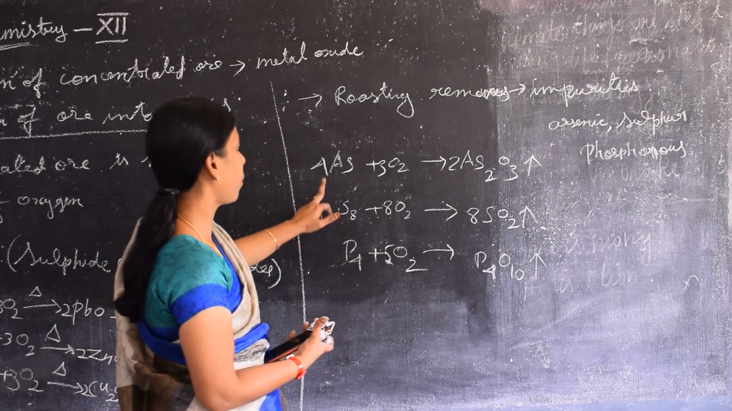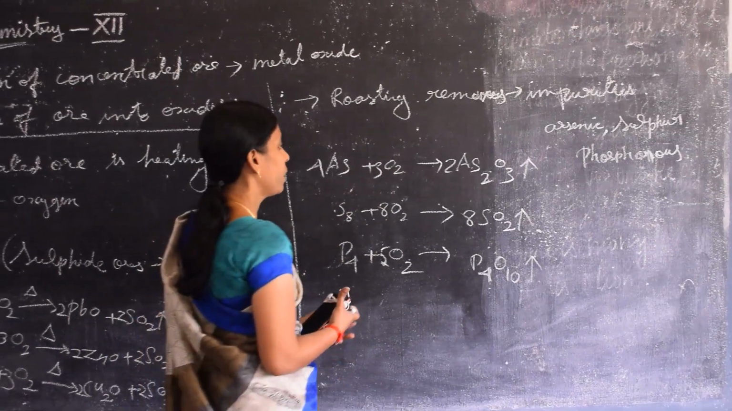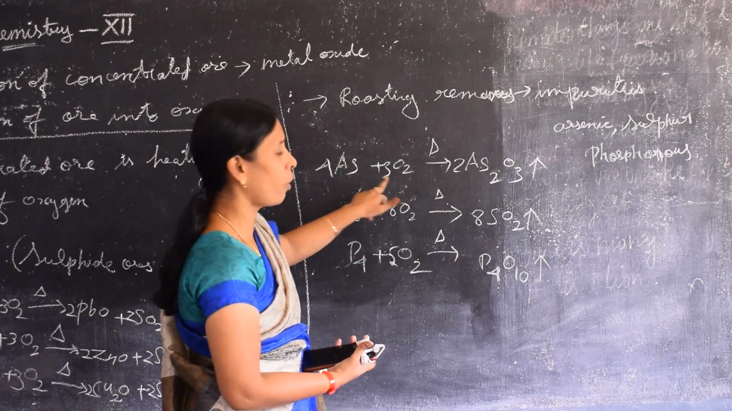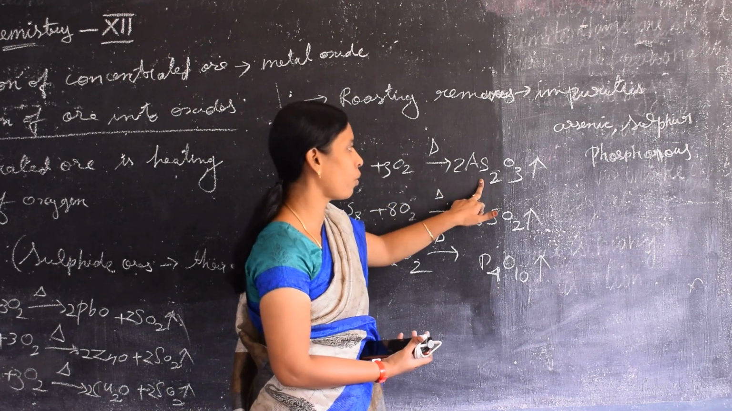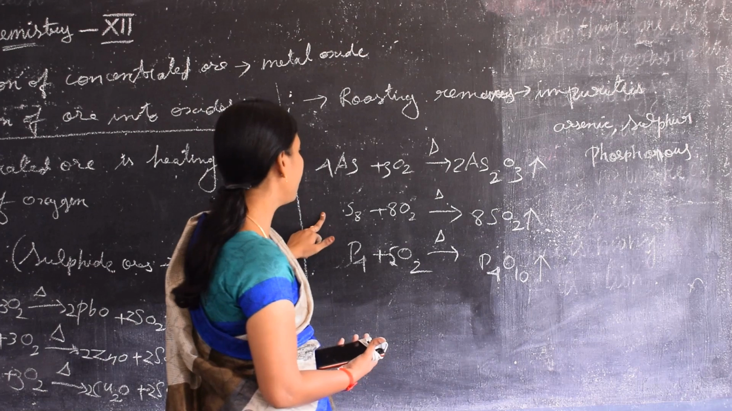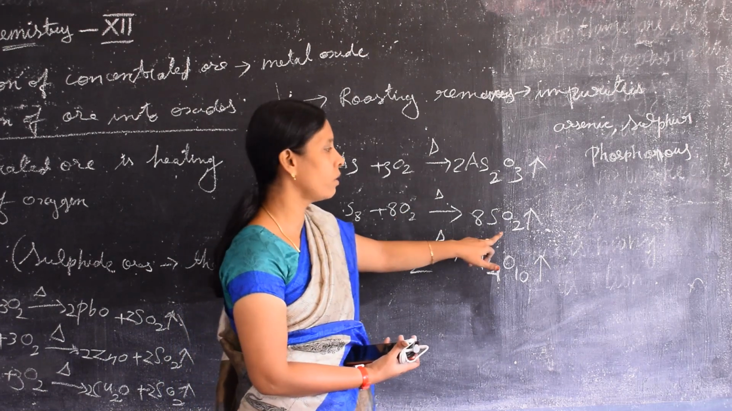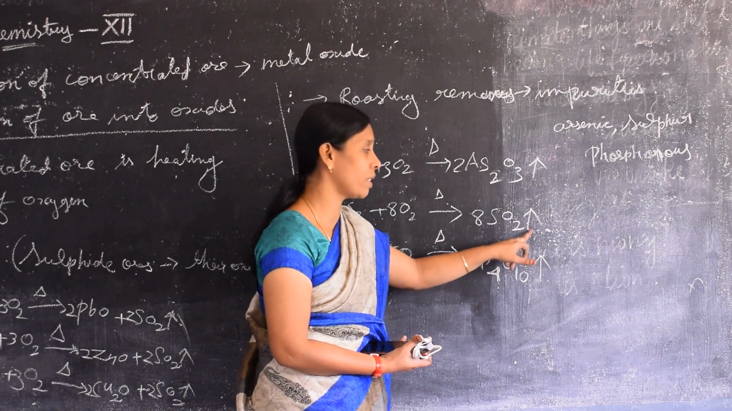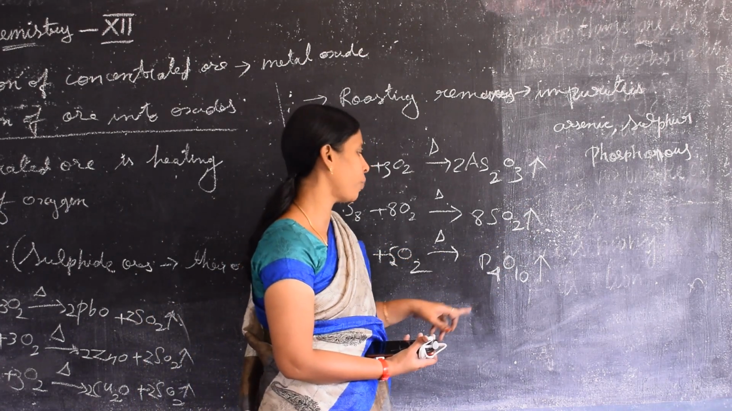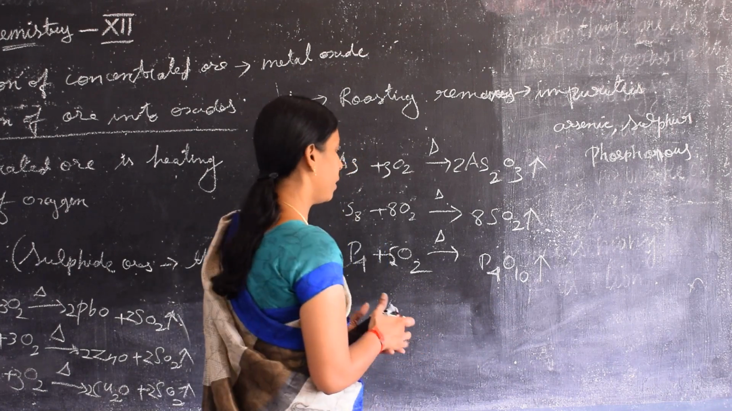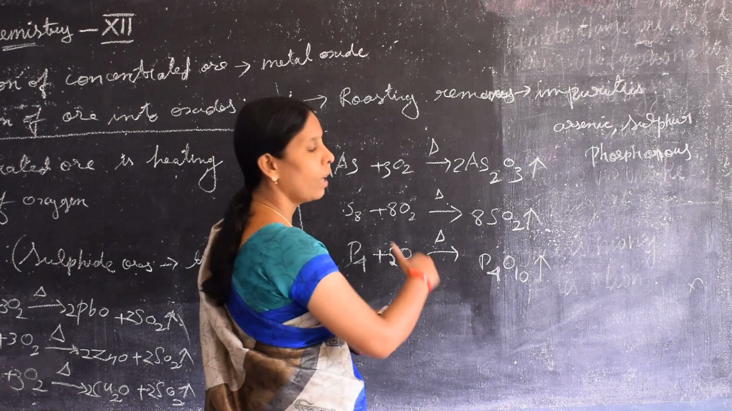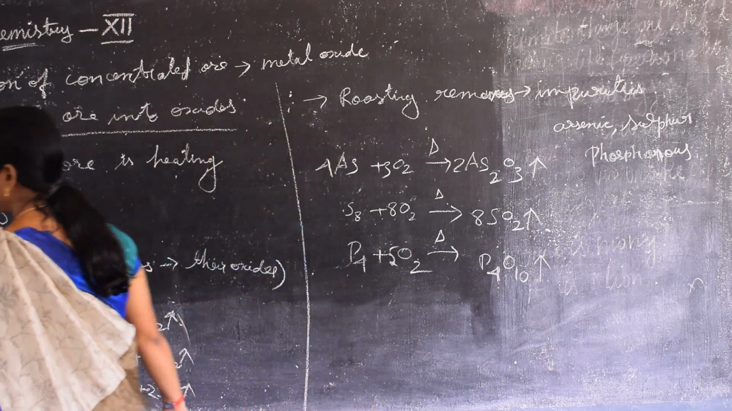So arsenic is oxidized by heating to form its oxide, arsenic trioxide, As2O3, and sulfur is oxidized by heating to form sulfur dioxide, expelled as a gas, and phosphorus is oxidized by heating to form P4O10, phosphorus pentoxide, which is also expelled as a gas. Phosphorus oxide goes out. Right? And next one.